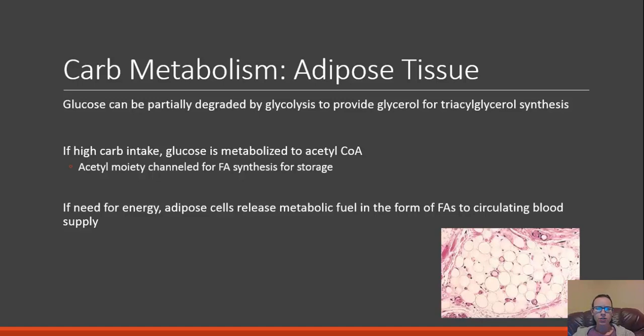And triacylglycerol is just kind of the chemical name for triglycerides. So if our carb intake is high, glucose is metabolized to acetyl-CoA, and the acetyl moiety of the acetyl-CoA can be channeled for fatty acid synthesis for storage. So this is just another way that we're able to use glucose to store energy other than glycogen. If we have a need for energy, adipose cells release the metabolic fuel in the form of fatty acids to circulating blood supply.